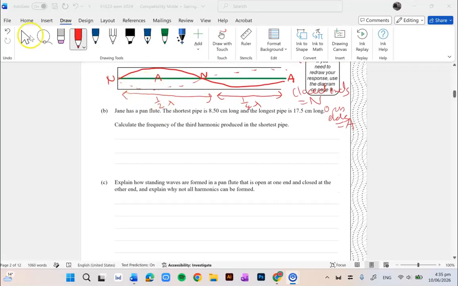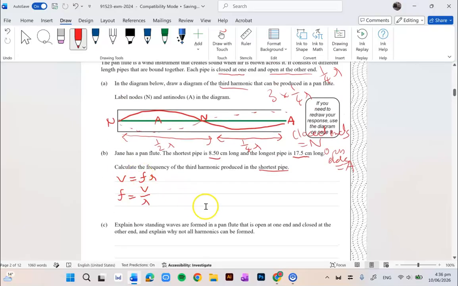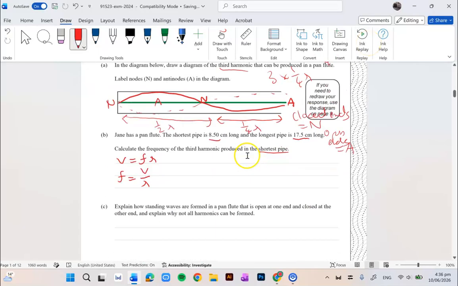So, next question. Jan has a pan flute. The shortest pipe is 8.5 centimeters long, so we need to change that to meters. Calculate the frequency of the third harmonic produced in the shortest pipe. So we're concerned about the shorter one. So the frequency formula is this here, where if we rearrange, it's going to look like this. The velocity of the wave, they usually give it to us. It's up here, and it's usually always 343.